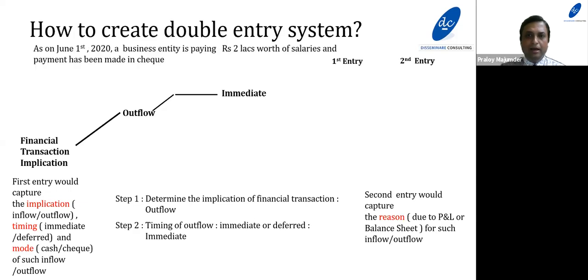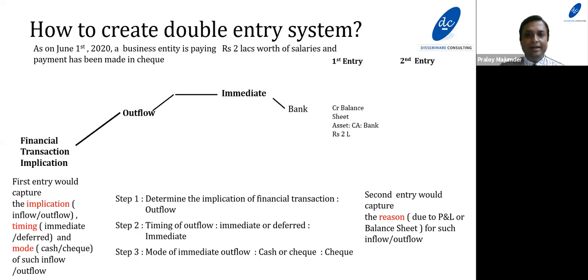Now let us do another transaction. As on June 1st, 2020, a business entity is paying rupees 2 lakhs worth of salaries, and the payment has been made in check. So instead of cash, it is check. So the accounting entries would be credit balance sheet, asset, current assets, bank, and the second entry would be credit profit and loss, expenses, salary. Absolutely clear in understanding, because why? Same logic. If it is outflow, then credit.